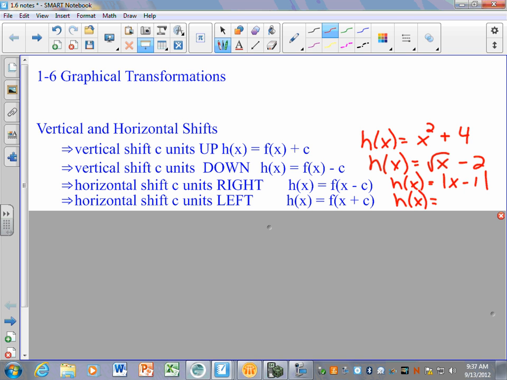And I could say x plus 4 to the 3rd power. Again, notice the plus 4 is inside that function. So normally, that's that nice little S graph. If I add 4, it's actually going to go to the left 4.